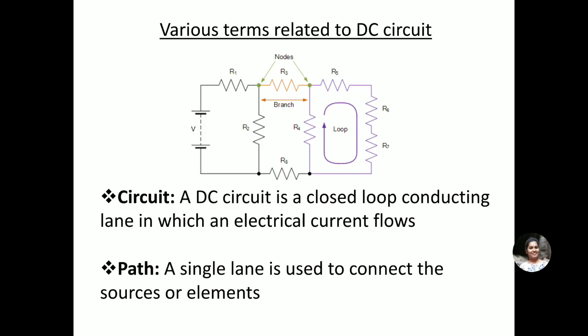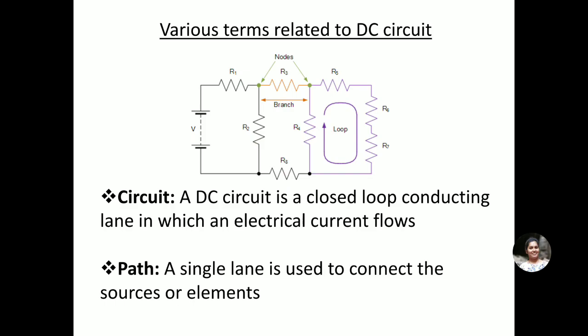Next, coming to the other definition, that is path. Path is nothing but a single line of conducting elements or sources. So here we can see many paths in the diagram. Here we have a resistor R1, and this resistor is connected to other two resistors R3 and R2, as well as to a voltage source V. On the left hand side it is connected to the voltage source V, and on the right it is connected to two different resistors R3 and R2.